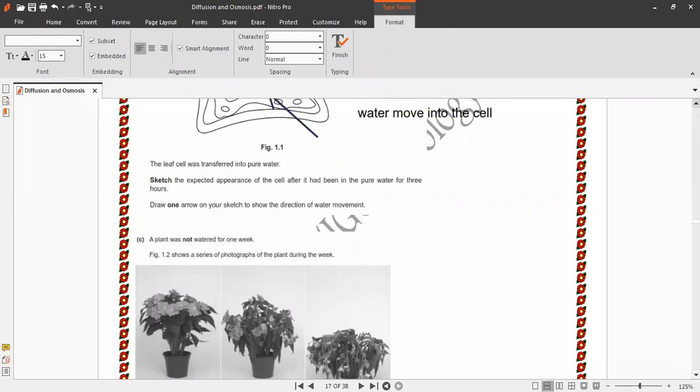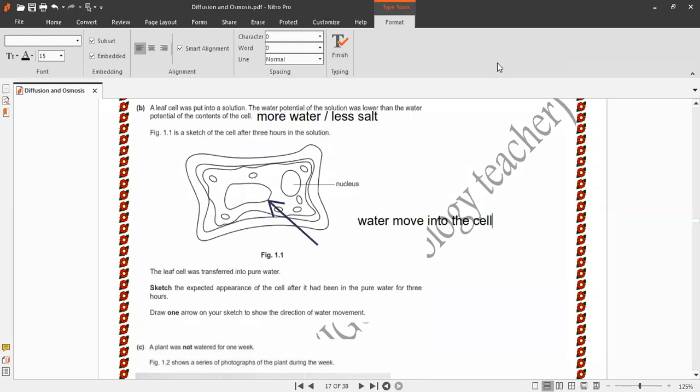Okay, let's draw here. The cell wall and the cell membrane. Okay. And here there is no space between the cell wall and the cell membrane.